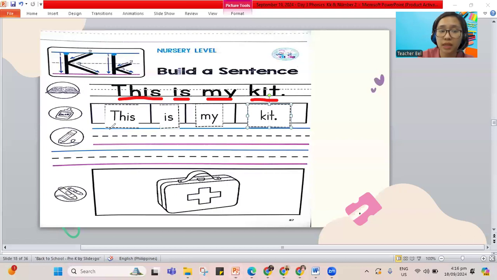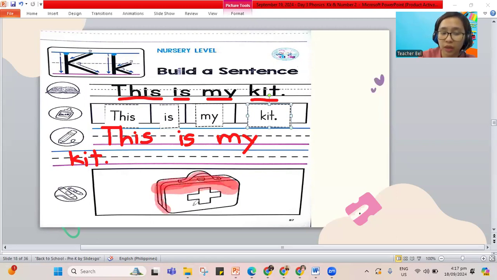Let's write the sentence. This, capital T, line down, make the hat. T-H-I-S. This is my kit. K, I, and the letter T. And end the sentence with a period. Now, I want you to color your kit. If you're done with the work, good job. But if you're not yet done, pause the video, play it again once you're done.